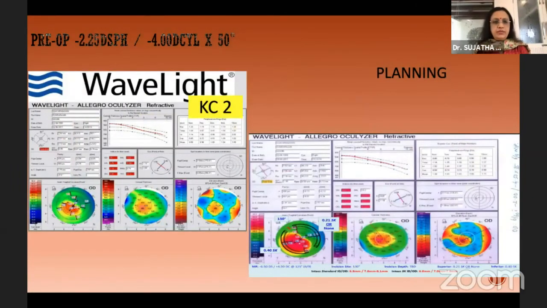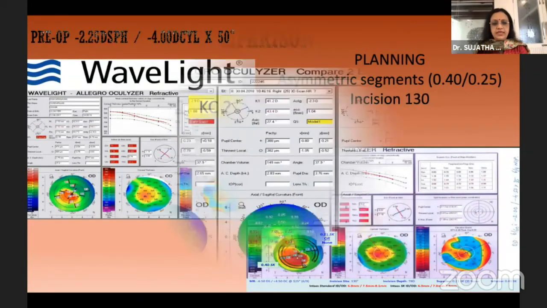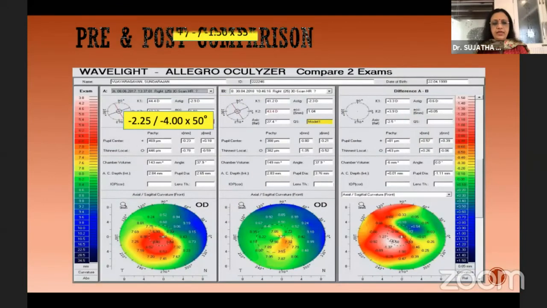So again, a patient with minus 2.25 with minus 4 cylinder. So the planning here was to go for an asymmetric segment, 0.4 inferiorly and 0.25 superiorly with an incision at 130 degrees. Again, the patient showed a very excellent response. As you can see, the cylinder dropped to minus 1.5.